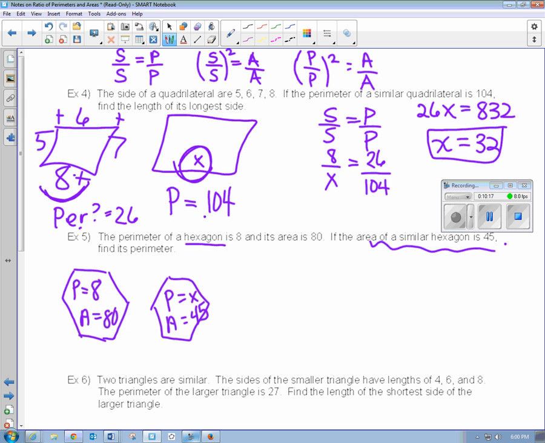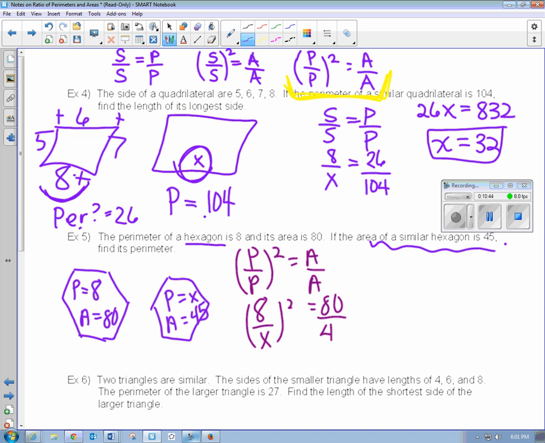So just like we've kind of done throughout this unit, I'm going to put an X on what I'm looking for. And if I take a look at the two things I'm comparing, perimeter and area, this is the formula up here that I want to use. So I'm going to say perimeter over perimeter squared equals area over area. Plug in the perimeters you know, plug in the areas you know, and do your math. So over on the left, we have to do 8 squared, because this whole fraction is squared, which is 64, over x squared, which is just x squared.